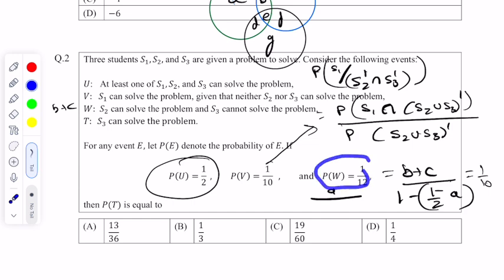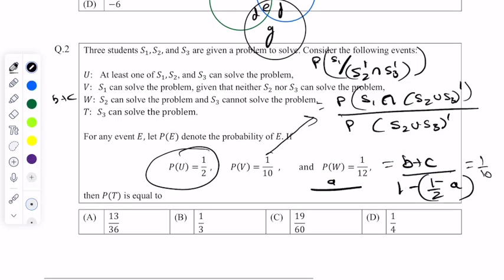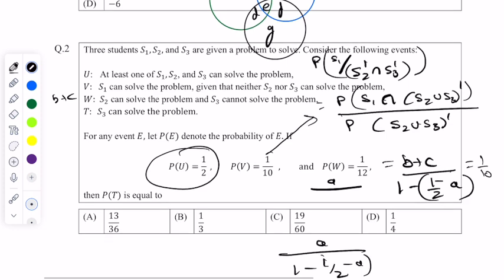From here we can directly say what will be B plus C. B plus C is 1 by 12. So what are we going to get? We are going to get A upon 1 minus (1 by 2 minus A). This value is given as 1 by 10, and we know B plus C is 1 by 12.